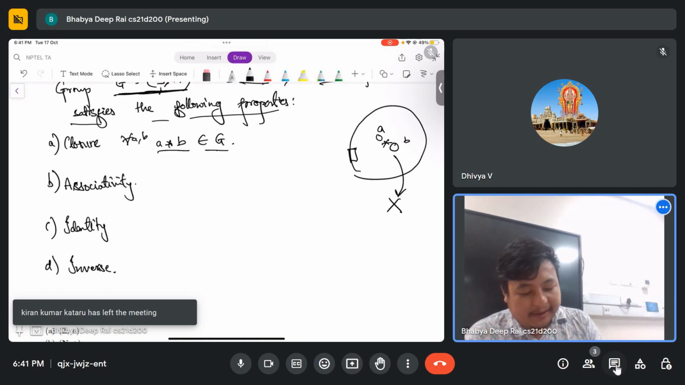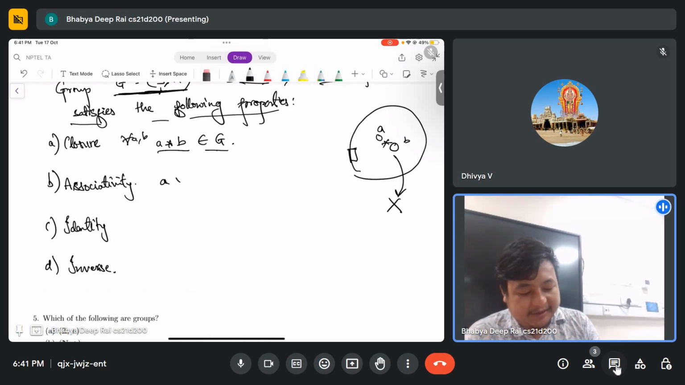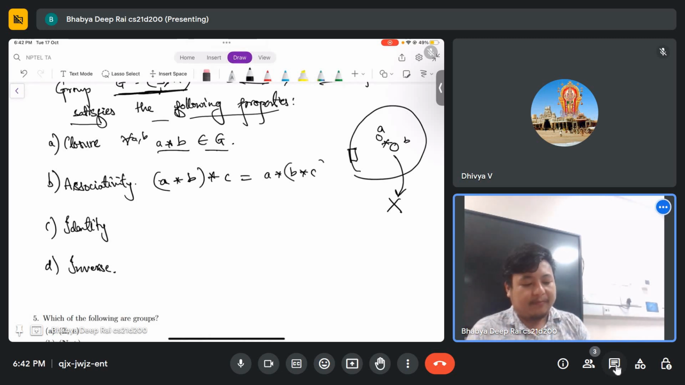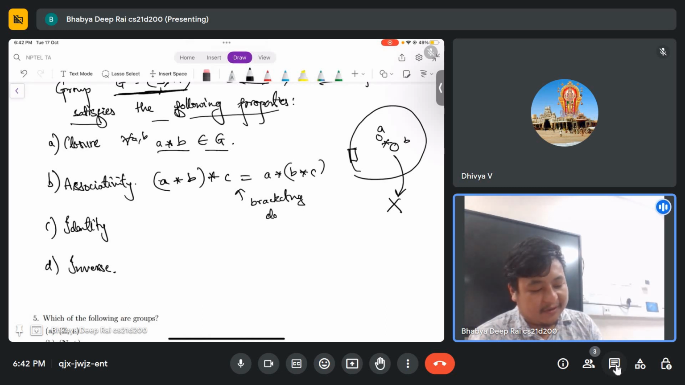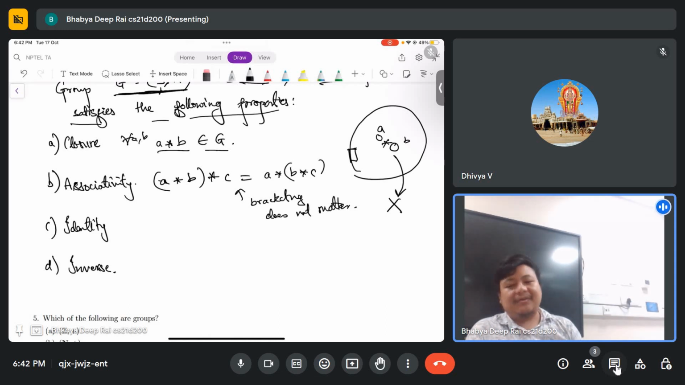Associativity. Associativity is of the following form: (A star B) star C is equal to A star (B star C). This shows that bracketing does not matter. We say the operation is associative. It does not matter whether I first multiply A and B and then multiply with C, and it is equivalent to multiplying B and C first and then multiplying with A.